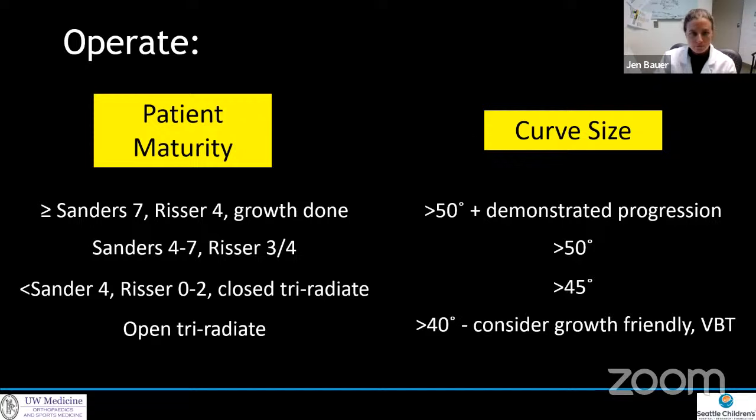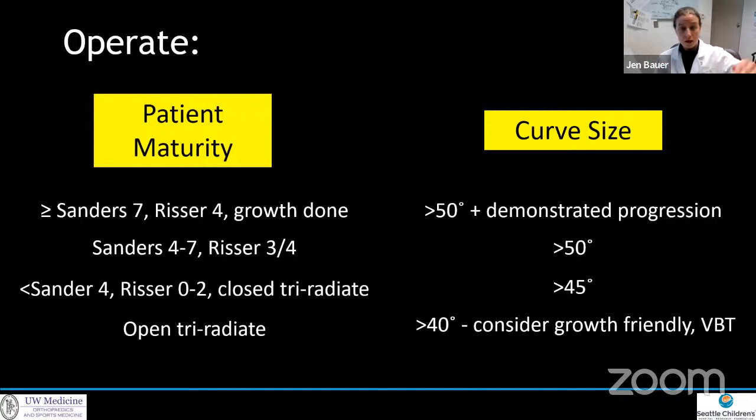Open triradiate, consider a growth-friendly option. So if they have a curve that's over 40 degrees and they have open triradiate cartilages, they're still going to be growing a lot. Can you do a vertebral body tether because they're 40 to 60 degrees, they're Sanders 3, they are a flexible curve, or is it over 60 degrees, a very big curve, stiff? Then you're going to be considering, should I do a growing rod on these, or can I get it to the point where the triradiates are closed?